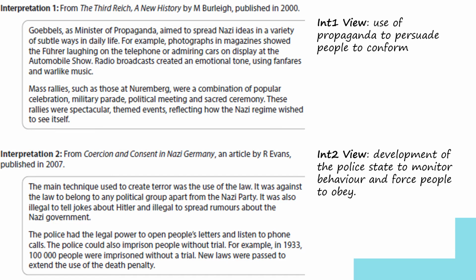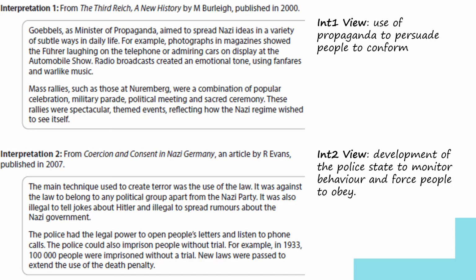Because the question asks how far do you agree with interpretation 2, know what your judgment is before you begin to start writing your answer. So we need to recap the overall views of the two interpretations. You will have already identified the views given in interpretation 2 in question 3b. So in the exam, this will be fresh in your mind.